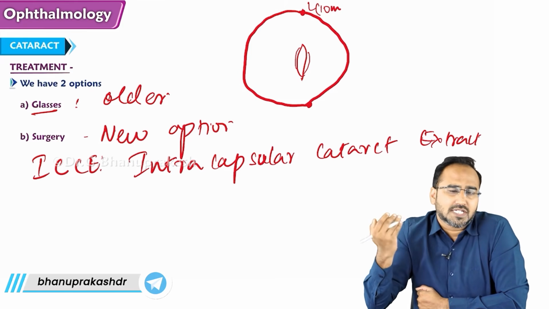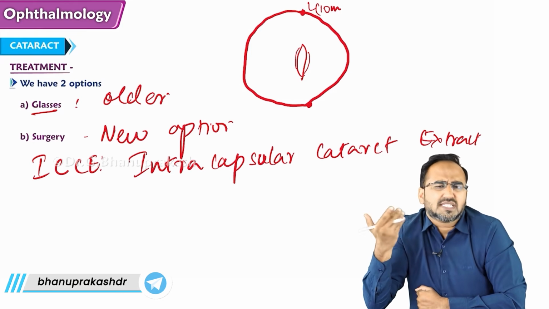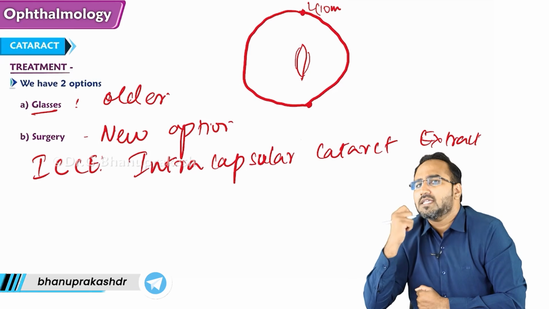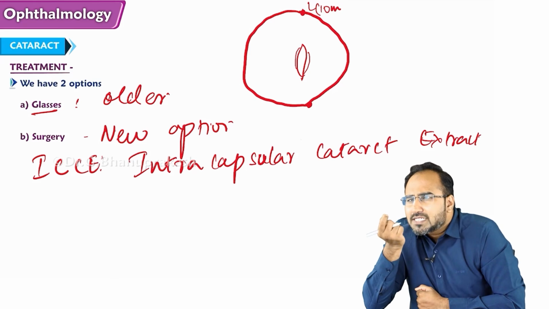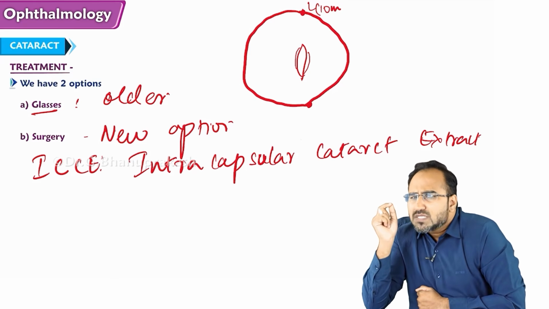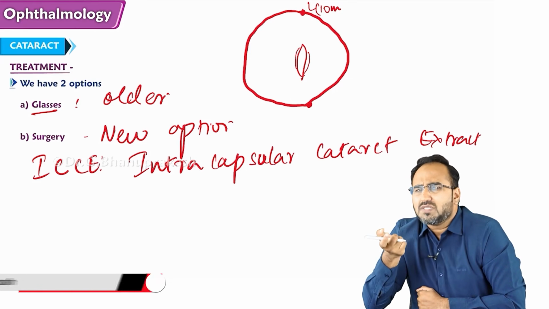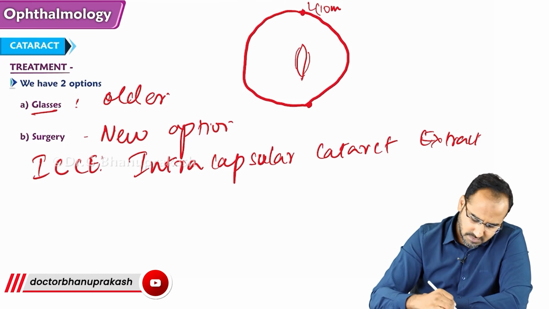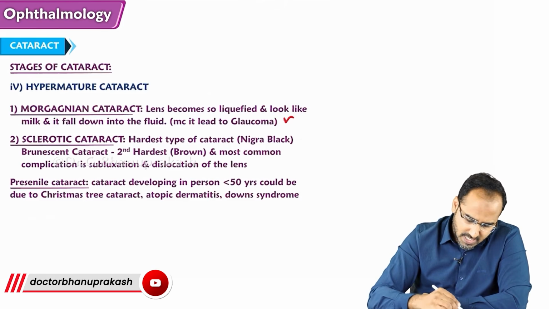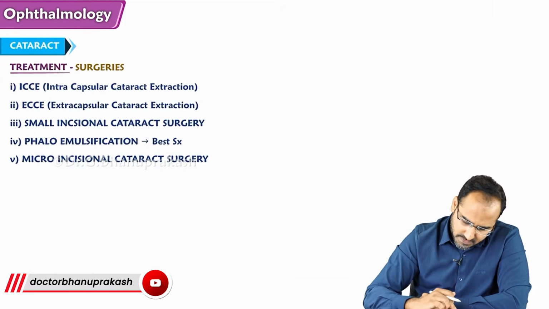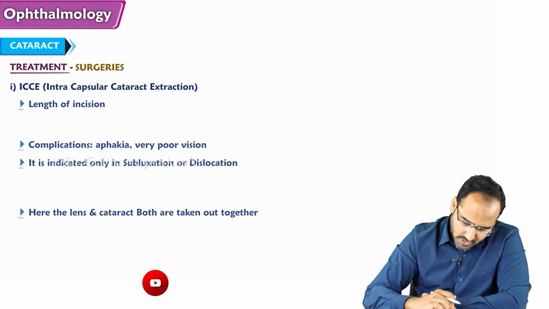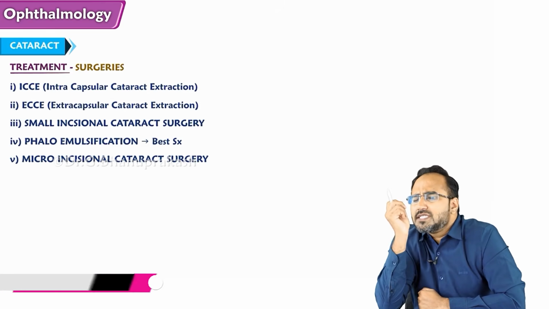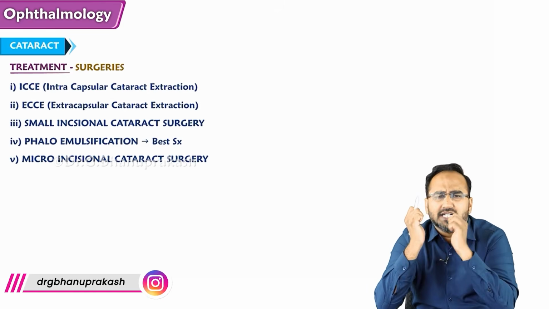Extracapsular cataract extraction. Now, guys, what is this extracapsular cataract extraction? It is very simple, guys. Extracapsular cataract extraction meaning what? You give a small incision. Small incision means what? 8 mm incision at the sclerocorneal junction. We open the junction.